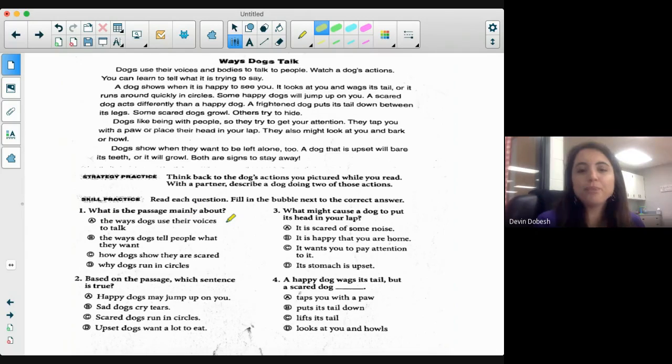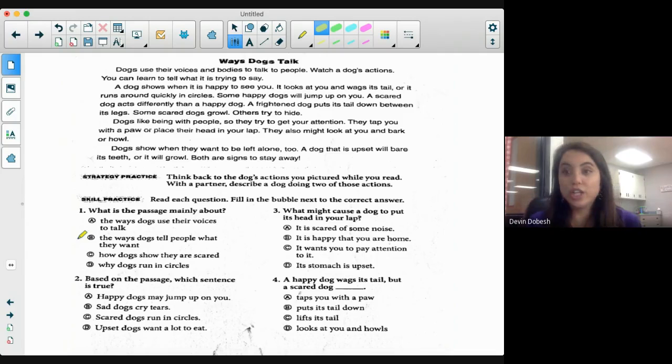A, the way dogs use their voices to talk. B, the ways dogs tell people what they want. C, how dogs show they are scared. Or D, why dogs run in circles. Based on the passage, which sentence is true? Oh, sorry. We're on number one. I don't know why I skipped to two. One, what is the passage mainly about?